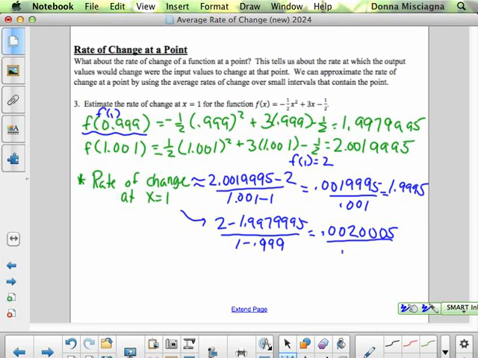Divided by 0.001, and then I get 2.005. Oh, there we go. So it's just about 2, right? Because we know what f of 1 is. It's 2. So the trick of that is being really, really close. Sorry about that, guys.